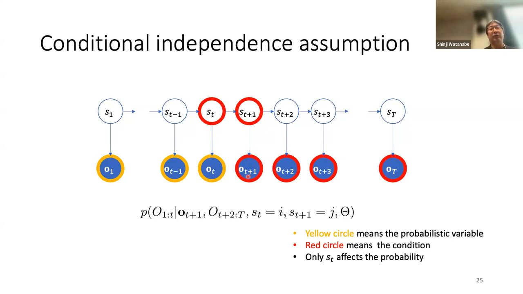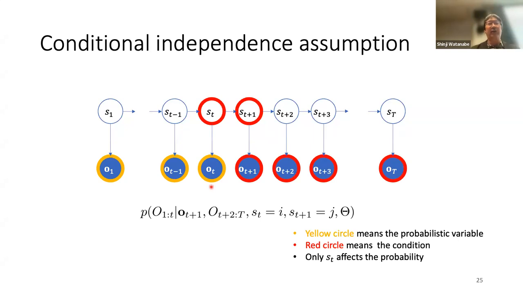So first, this future observation, do you think it would depend on this previous feature in this graph? No, right? In other models, maybe, but in the HMM, there is no such path that affects the previous one. So we can safely ignore this one, given the HMM conditional independence assumption. Same for ST plus 1: whether its value changes or not doesn't affect this probability, right? But this one, definitely yes. This one will affect this one.